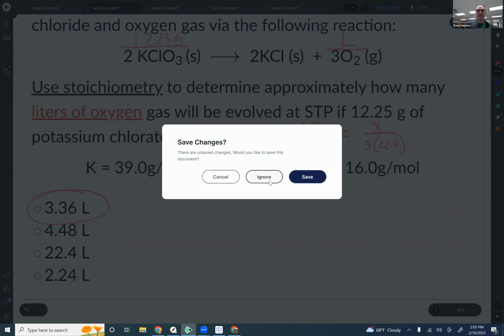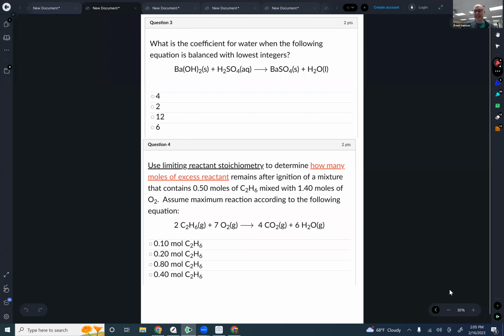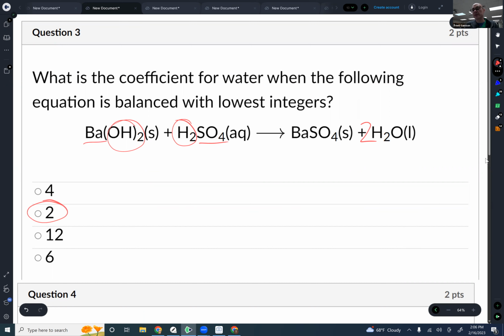Enough of that. Let's go into number 3, and it will actually be a whole new problem finally. Okay, so what is the coefficient for water when the following equation is balanced? Okay, so let's balance it. So what we need to understand is that the water gets split into H and OH. So if I have that, I would have 2 of those. If you can see that, it makes it so much easier because now there's just 1 Ba, 1 SO4. Your answer is 2. Very simple to balance, hopefully.